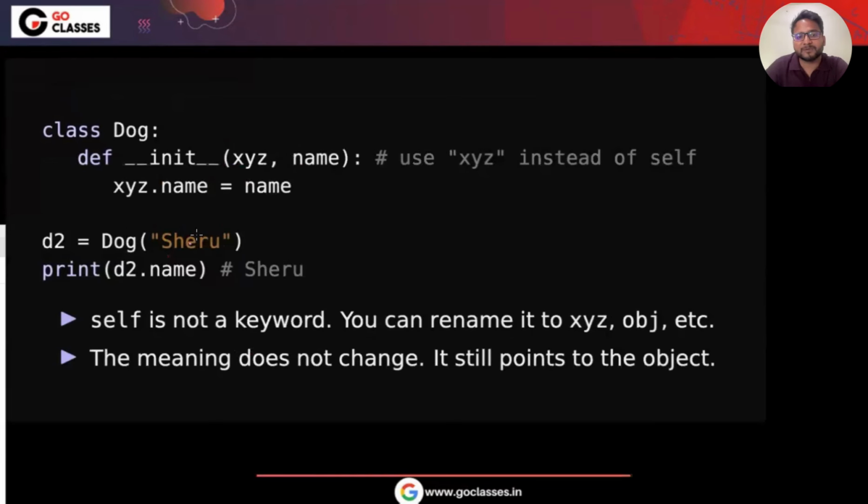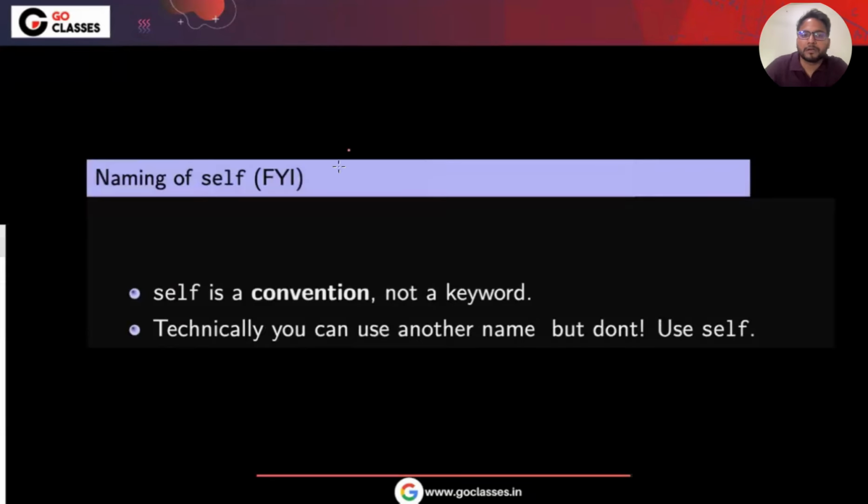So Sheru is, let's suppose, another dog's name. So print d2.name gives Sheru. Self is not a keyword. Remember, you can rename it to XYZ, obj, this, or whatever. The meaning does not change. It still points to the same object. So basically, this is just a placeholder. Self is a convention, not a keyword. Technically you can use another name, but don't. Use self.